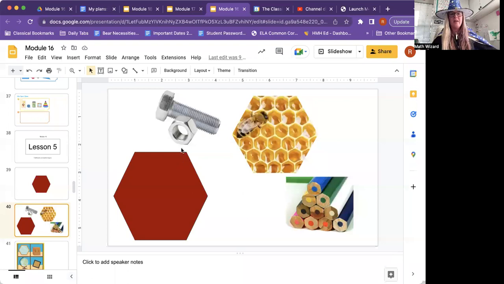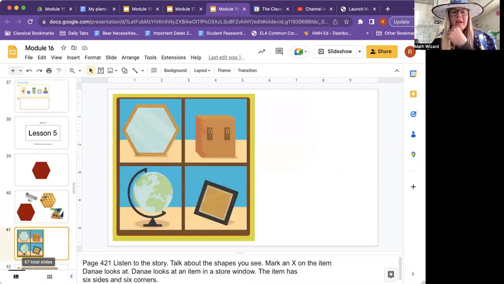All right. Also, we have right here, this is a nut and a bolt. And look, it is a hexagon. Look at the beehive. Look at the cells, all of these little cells inside the beehive where it's going to make honey, the honeycomb, I should say. And look, 1, 2, 3, 4, 5, 6 hexagons. Pretty cool, huh?